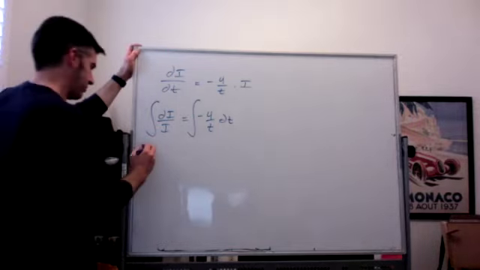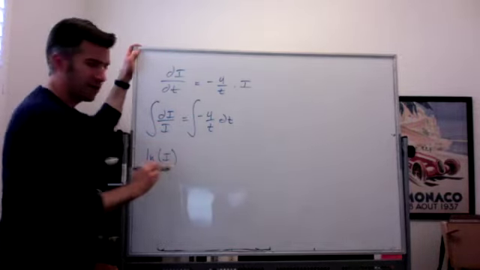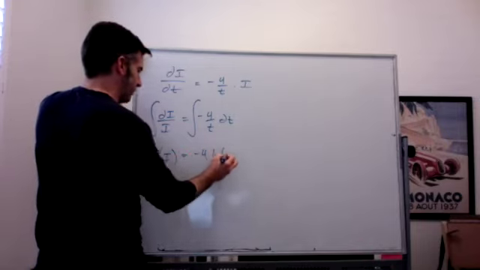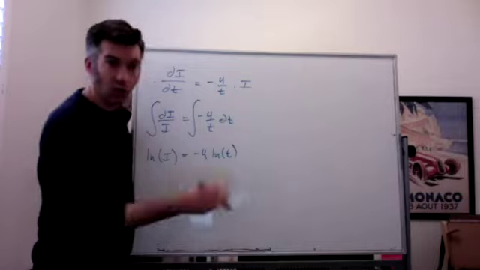Natural log of I. We're ignoring the absolute value that would be there. And this is going to be negative 4 natural log of t. We're ignoring the plus c as well.